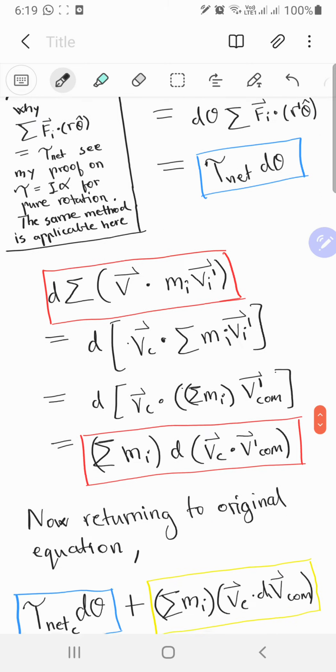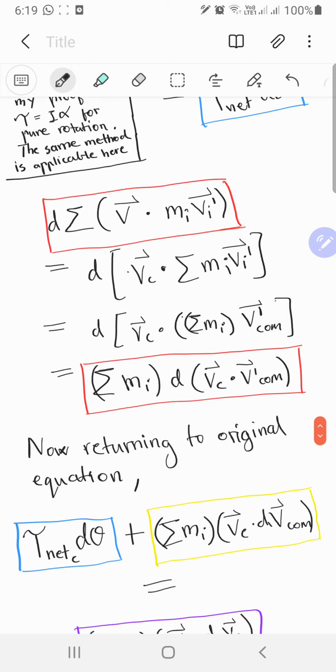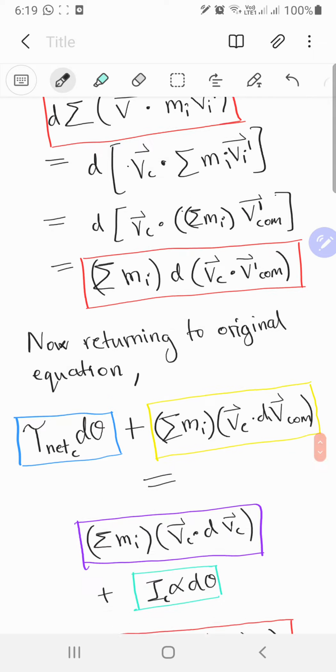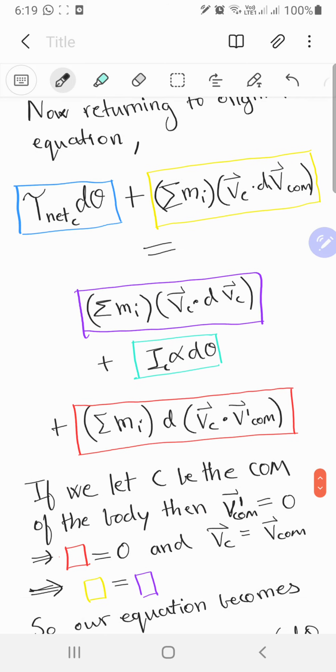Then we come to this red part. So this is particularly simple, d summation of v bar dot mi vi dash bar. So yeah, once again we just use the definition of center of mass to get this done. So now we have all the modified parts, and putting them together we get this equation.